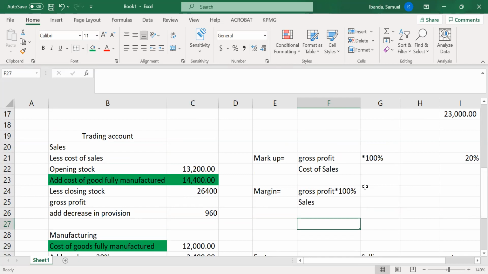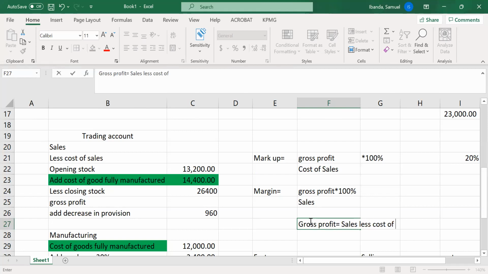I don't know if you get the picture. If you have all this information, you have margin, you have your gross profit, you have your sales, okay? You cannot fail to find markup because all you need on markup is the gross profit and the cost of sales. But remember very well that gross profit is usually sales less cost of sales.